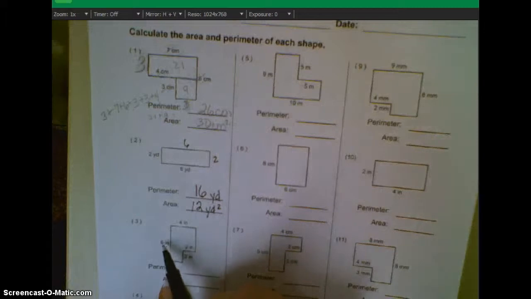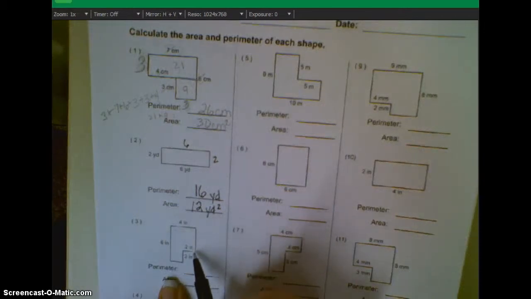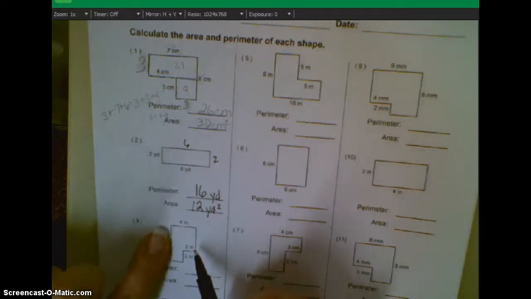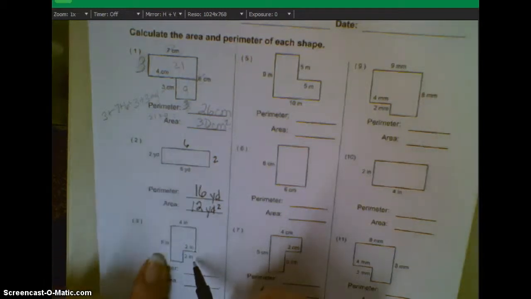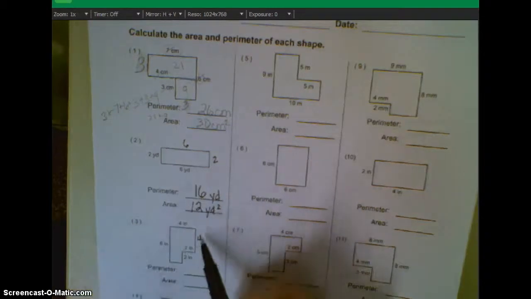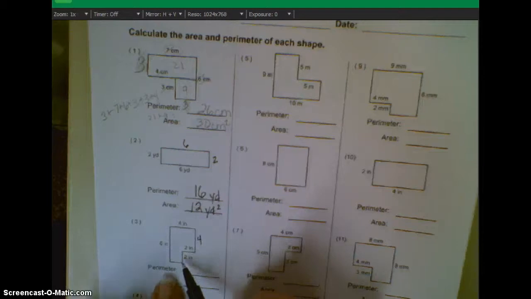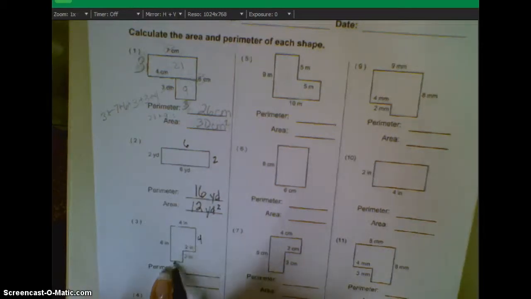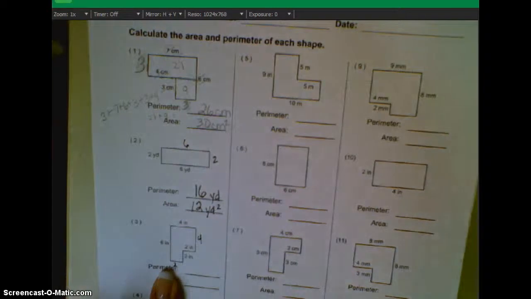Alright, let's look for unknowns. We've got 6, we've got 4. We don't have this one right here though. Well, we can figure it out. If this whole thing is 6, and this little part that's missing right here is that 2, then this must be 4. Alright, 6, 4, 4, 2, and 2. Now we're missing this little piece right here. And again, if this whole thing is 4, this little bit is 2, this piece that's missing must be 2.